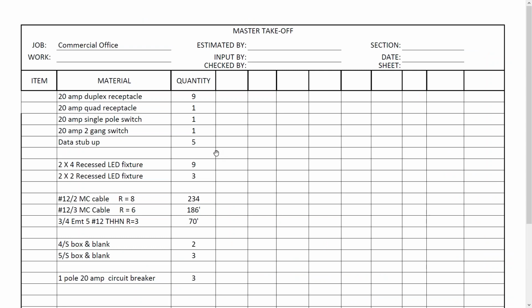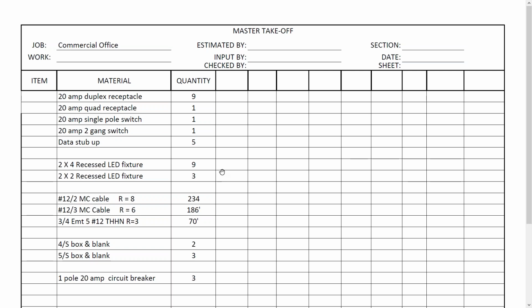On screen now is a list of materials that were listed from the blueprint page. We see that there's different receptacles. There's 9 duplex receptacles, 1 20 amp quad. There's 1 20 amp switch, 1 2-gang switch. You'll see that there's fixtures, MC cable, and EMT with some boxes and a circuit breaker. Now, I'm going to show how to input some of these items into Red Rhino and the tools you use to do it that makes it fast.